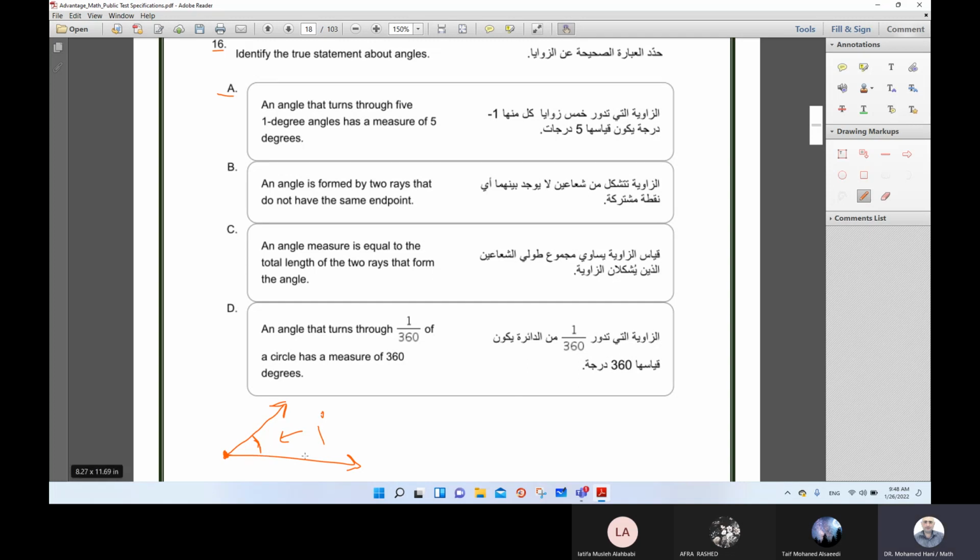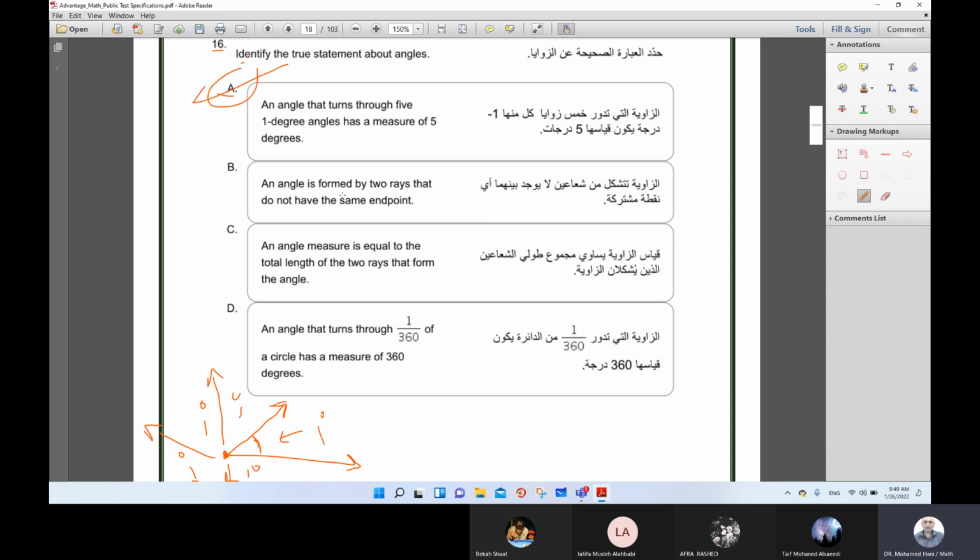and if I have 5 angles the same as this, if I have 5 angles, this is the 2, 3, 4, 1, 2, 3, 4. This is 1, and this is 1, and this is 1, and this is 1. So 1, 2, 3, 4, 5. The measure will be 5. So this is correct. This is correct.